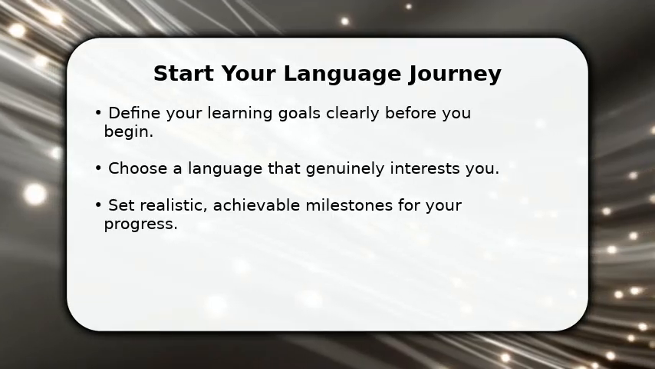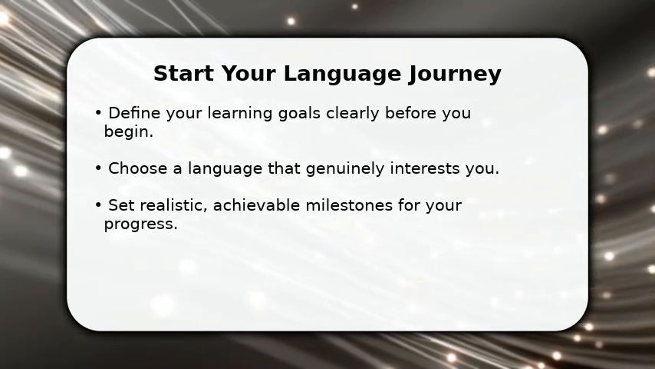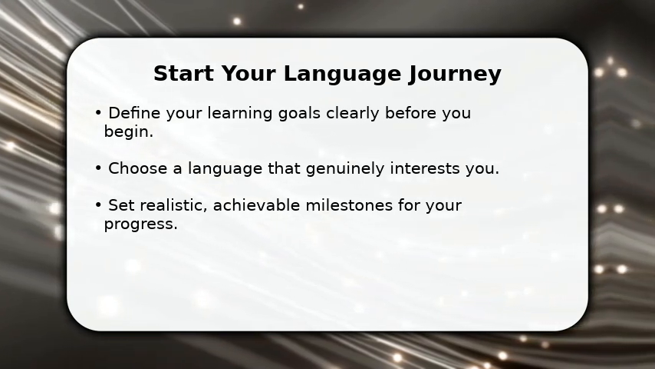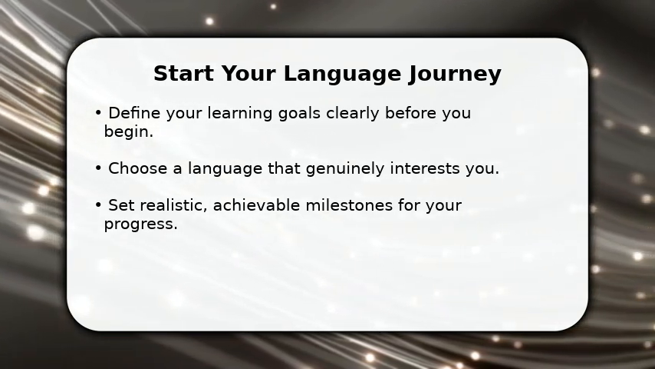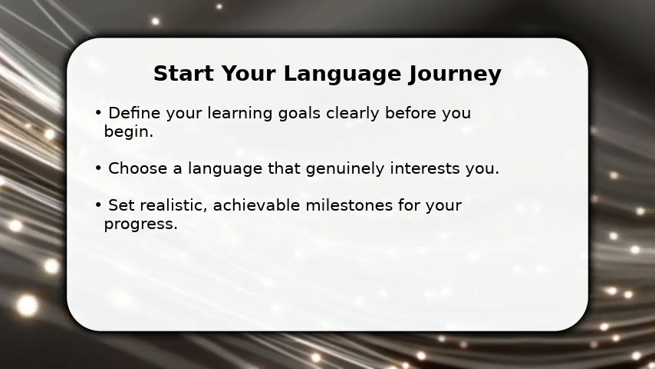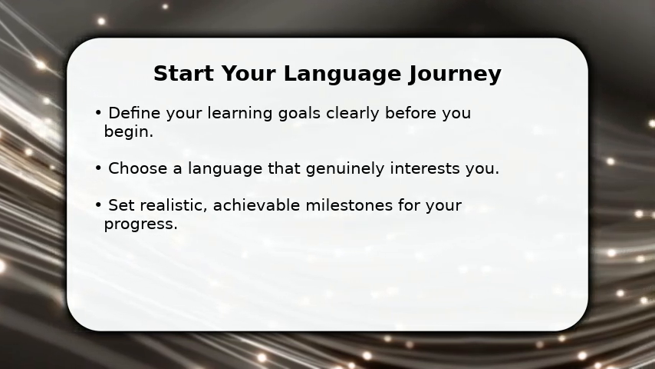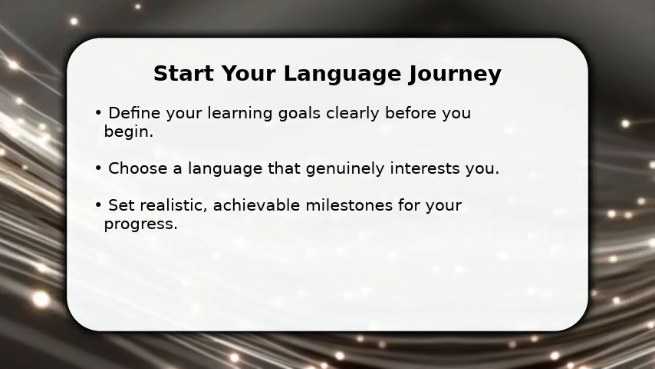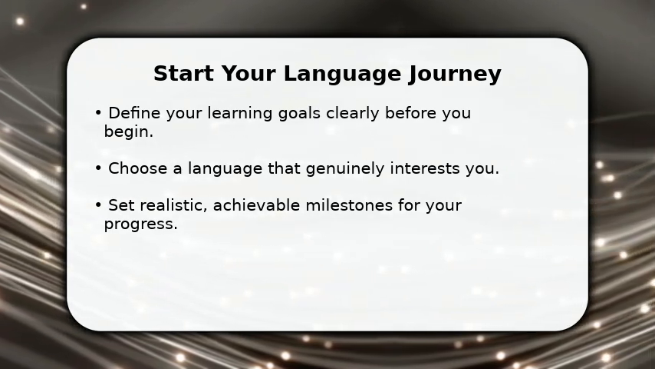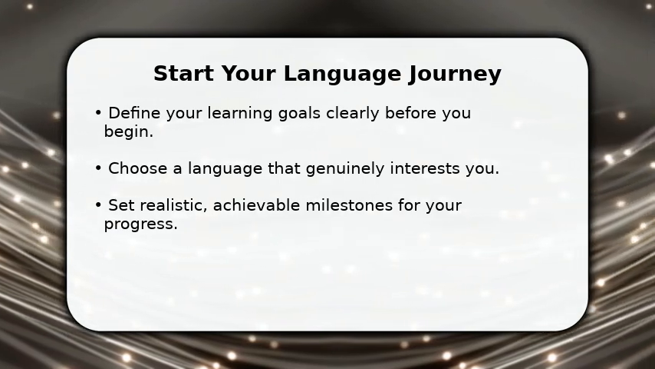In this video, I will explain how to learn a language online step by step. First, clearly define your learning goals. Do you want to travel, work, or simply enjoy new media? Next, choose a language that truly excites you, as passion fuels persistence. Finally, set realistic, achievable milestones, perhaps aiming for basic conversational fluency within 3 to 6 months. This foundational step ensures you have a clear direction and motivation.